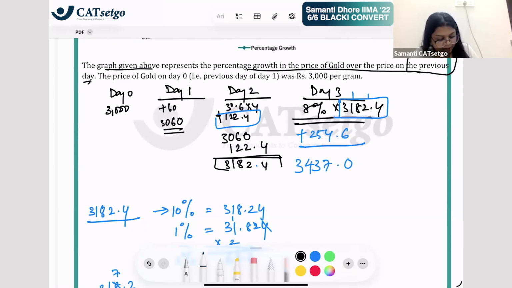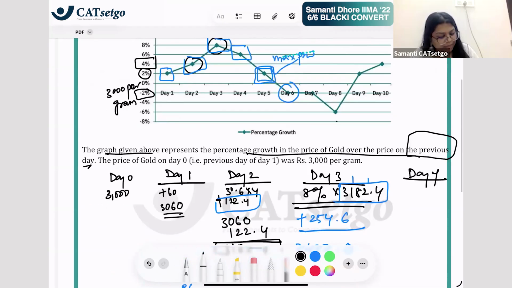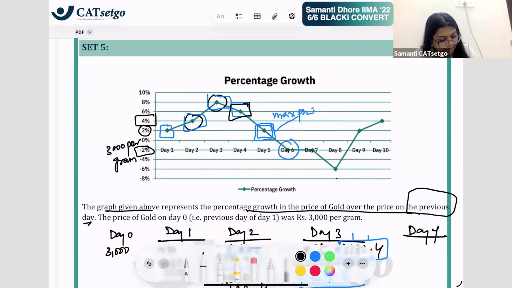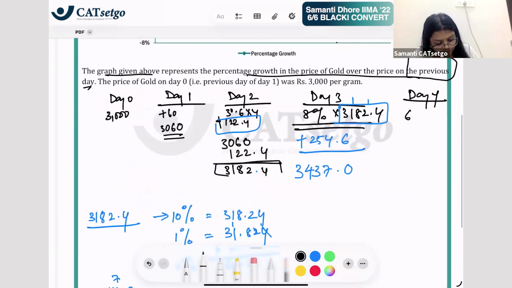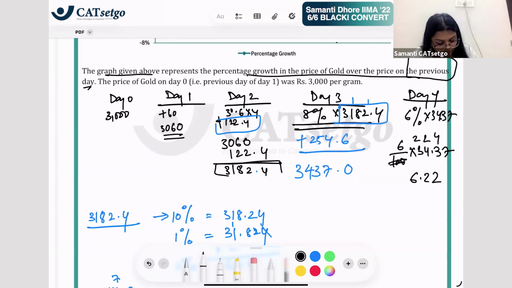And then again day 4 I'll calculate. Day 4, what is happening? Day 4 the price has increased again by 6%. So I'll have to do 6% of 3437. Now this is direct. Let me just multiply because life will be easier. 2 decimals हैं ना? तो मैं decimal से deal करती हूँ. ठीक है? तो इसका इतने का increase हुआ है, right?